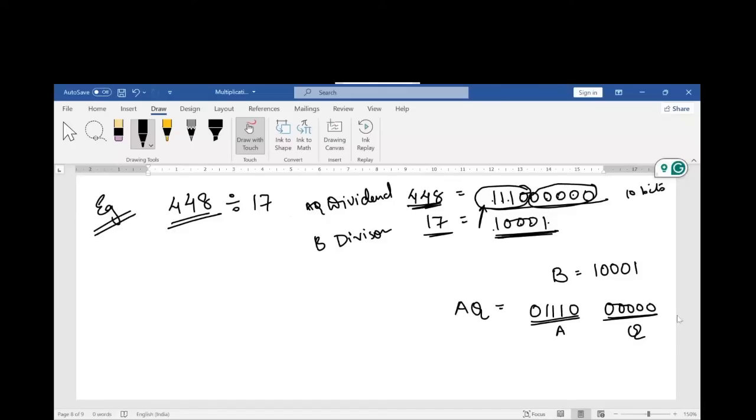There should not be a mistake here. Okay, this is my entire number 448. So the last 5 bits I am placing in Q and the first 5 bits in A.